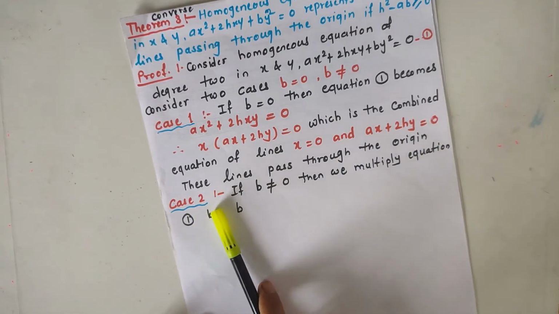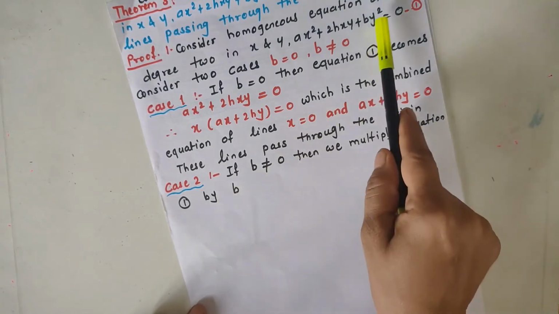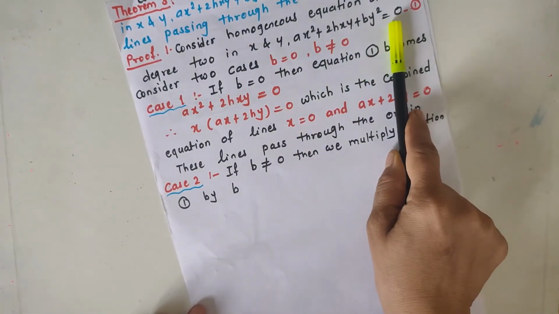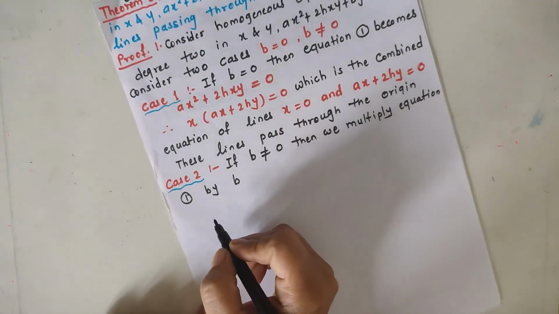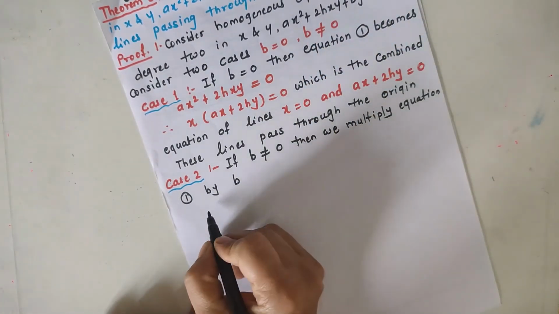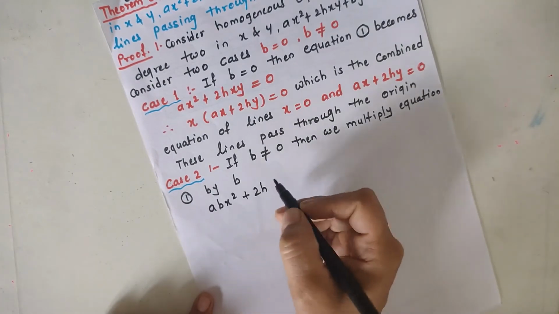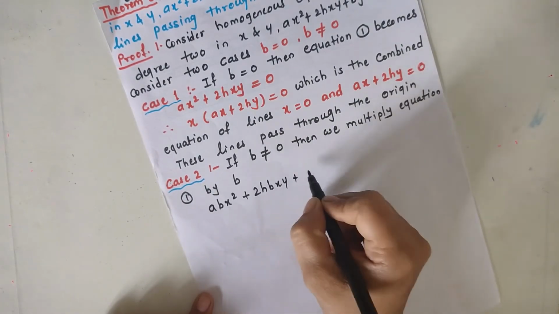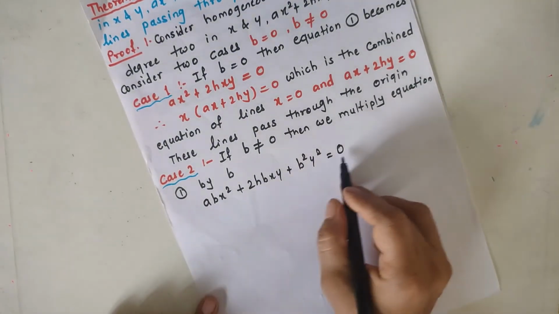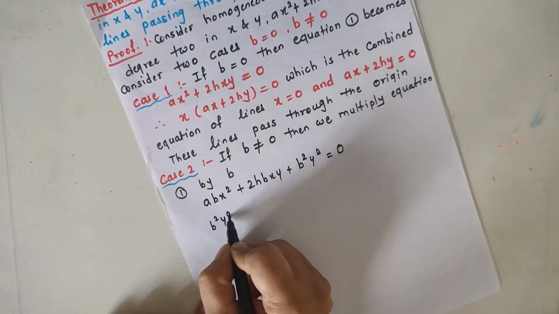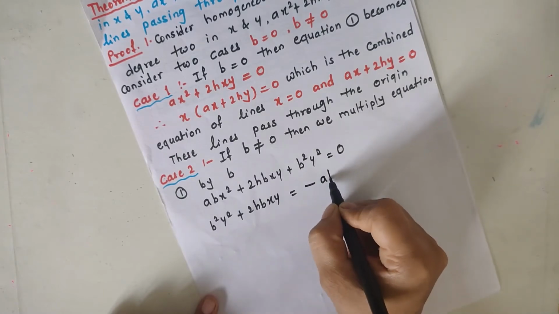Now the second case, if b is not equal to 0, then we multiply equation 1, the homogeneous equation of degree 2, by b. So b is not equal to 0, then multiplying equation 1 by b, we get ab x square plus 2hbxy plus b square y square is equal to 0. Now this equation can be written as b square y square plus 2hbxy is equal to minus ab x square.